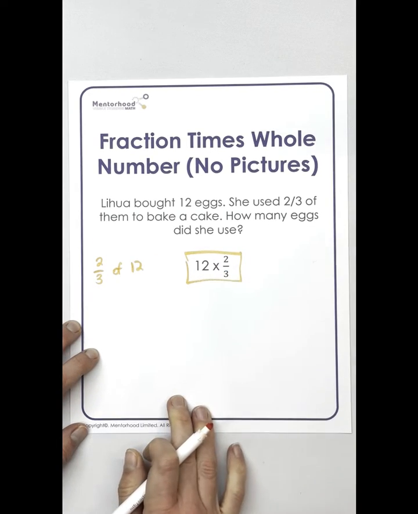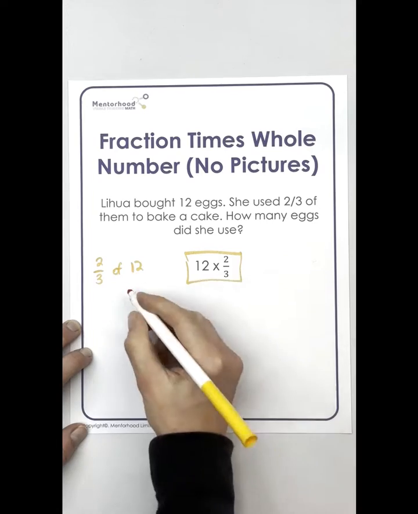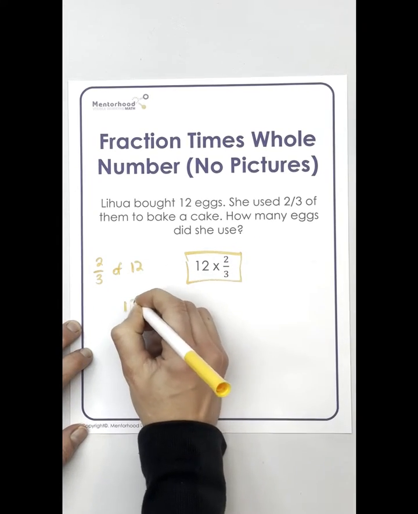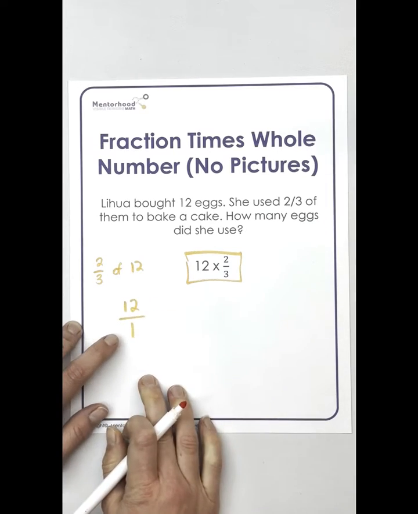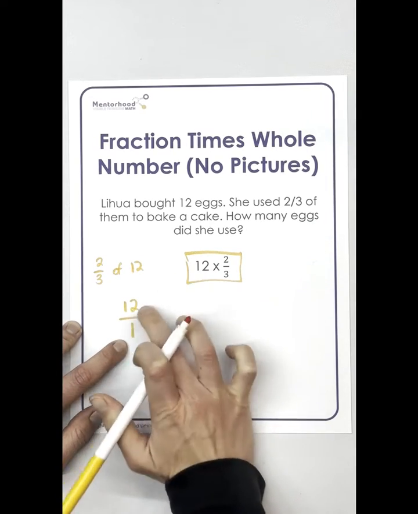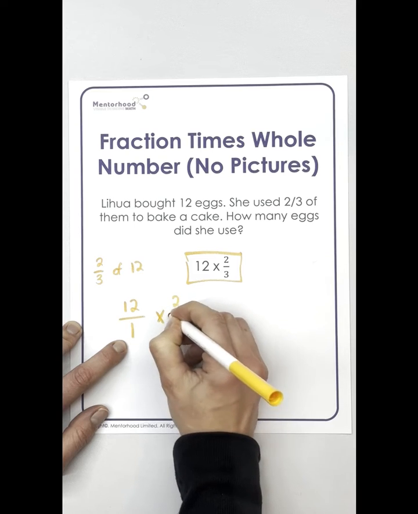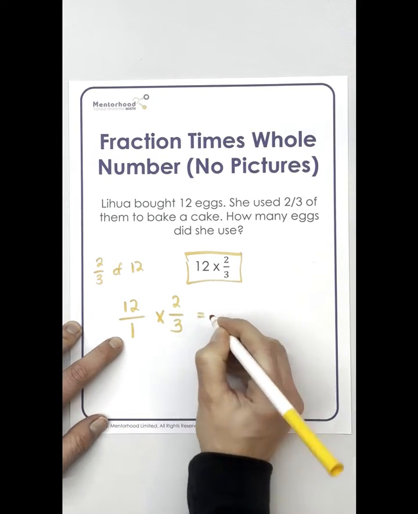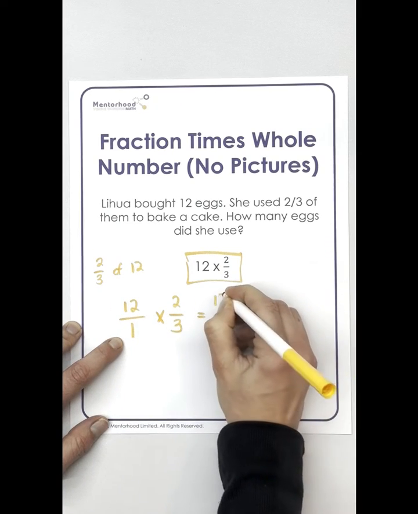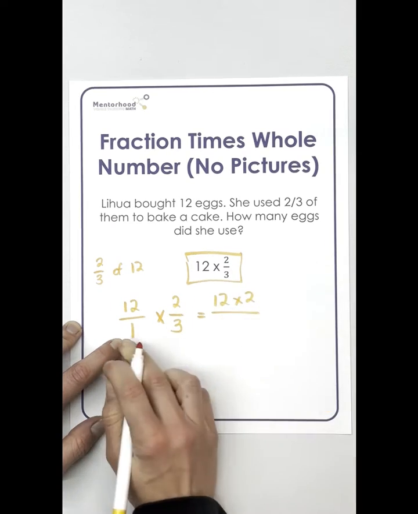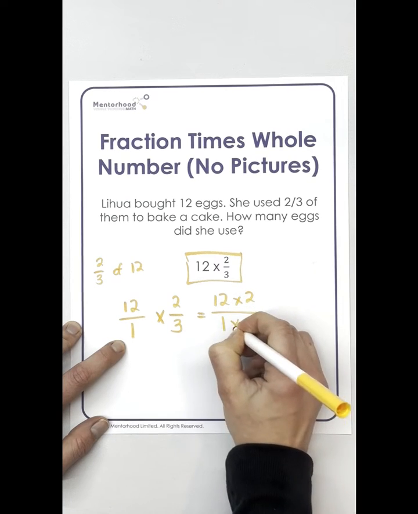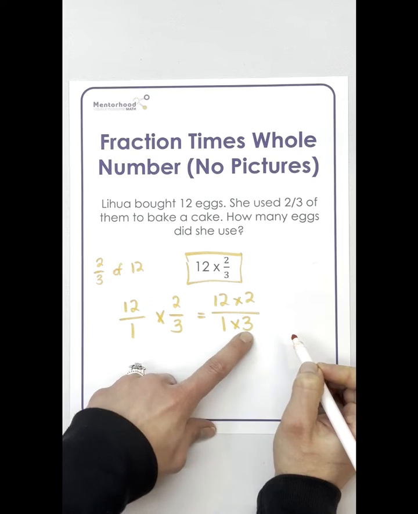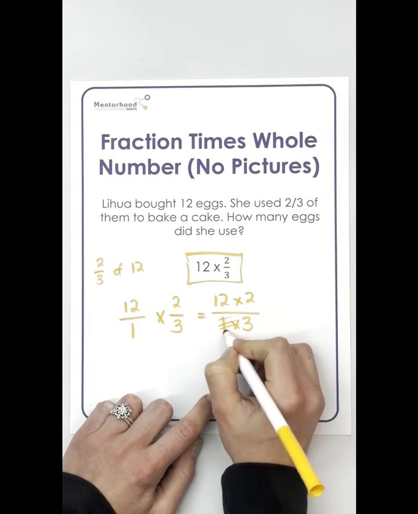It's 12 times 2/3. So here's what we can do. What you do when you multiply a whole number times a fraction is your whole number is over 1. This is the same thing as 12. 12 over 1 is the same as 12 times 2 over 3. Now, if you've ever multiplied fractions before, you know that in order to multiply fractions, you multiply the top two numbers together, 12 times 2, and you multiply the bottom two numbers together, 1 times 3. As you can see, this 1 times 3 is just going to give us 3. So this 1 is kind of irrelevant.